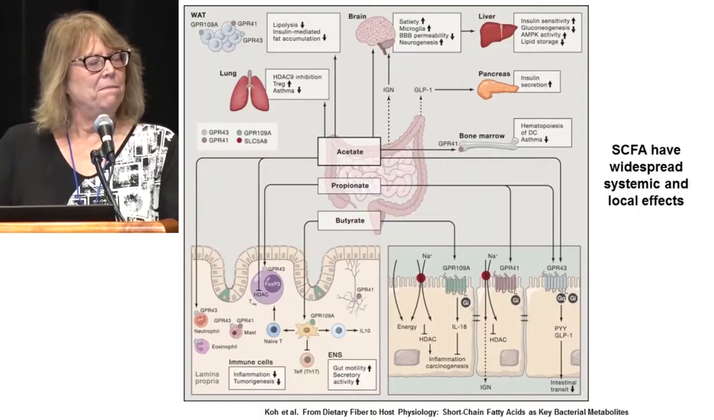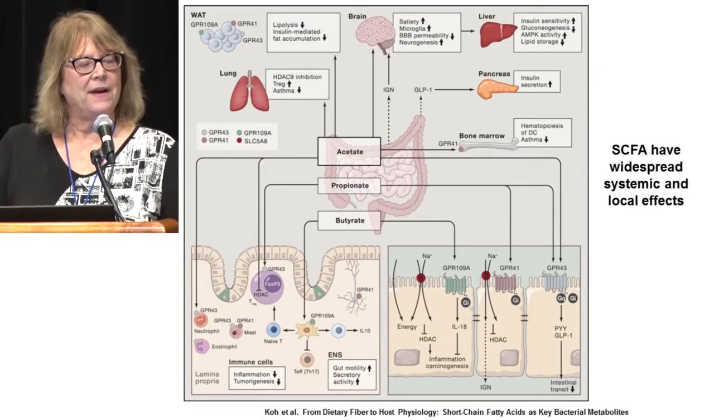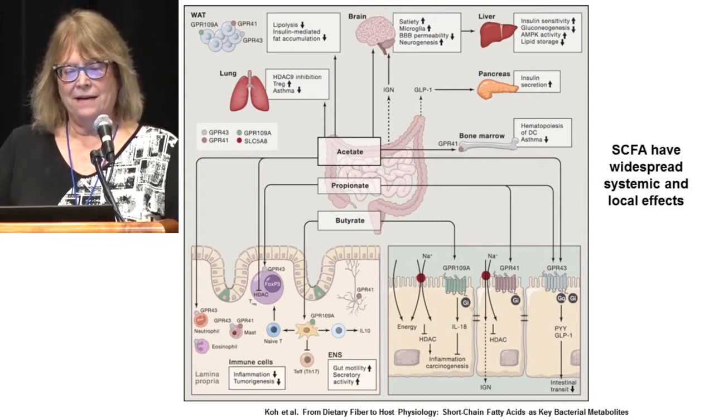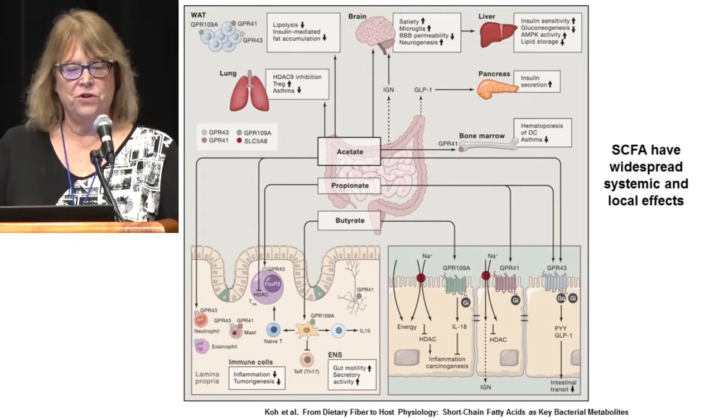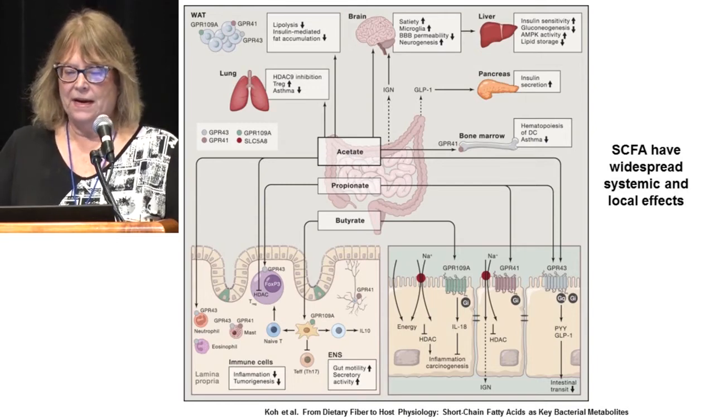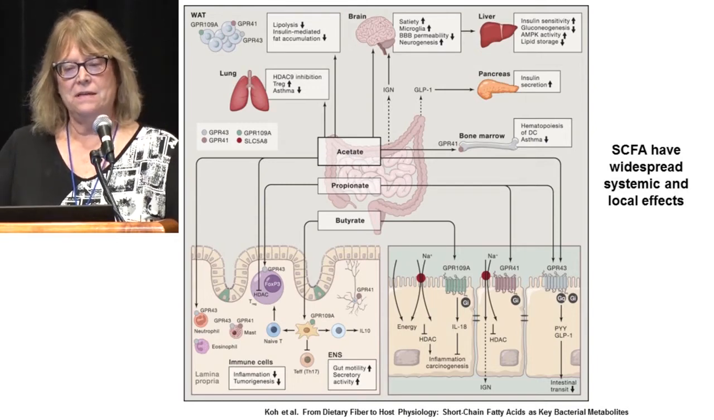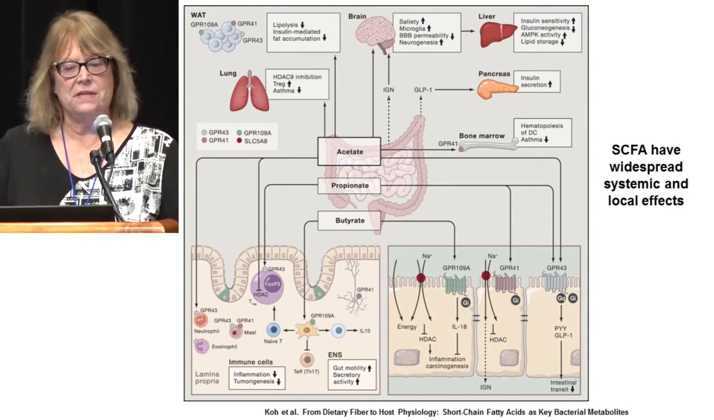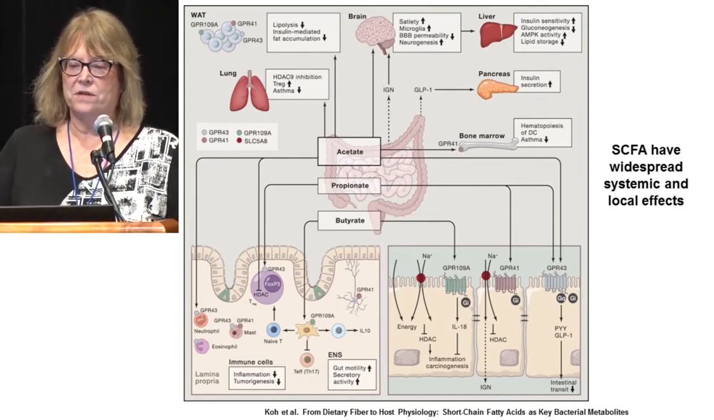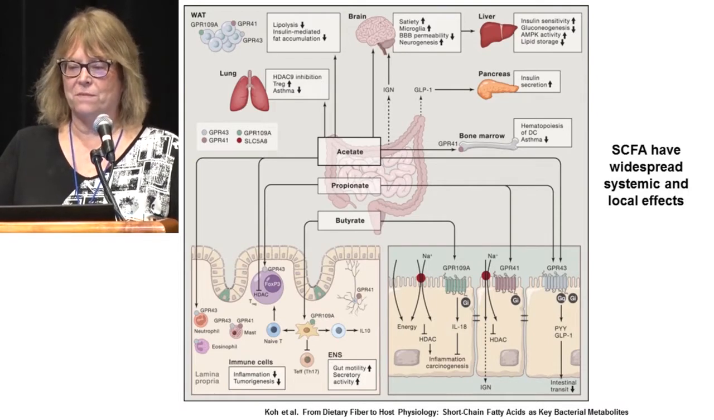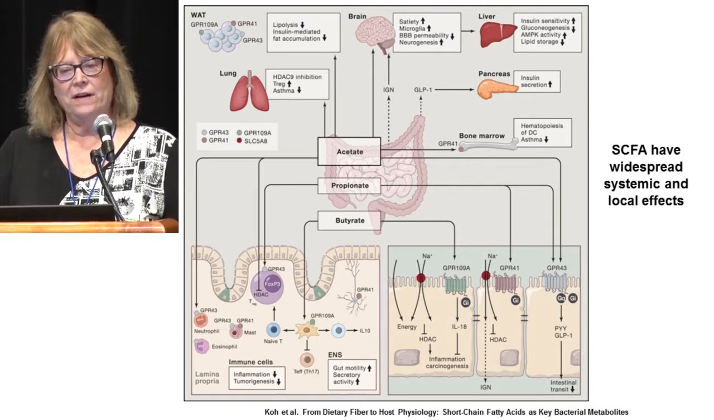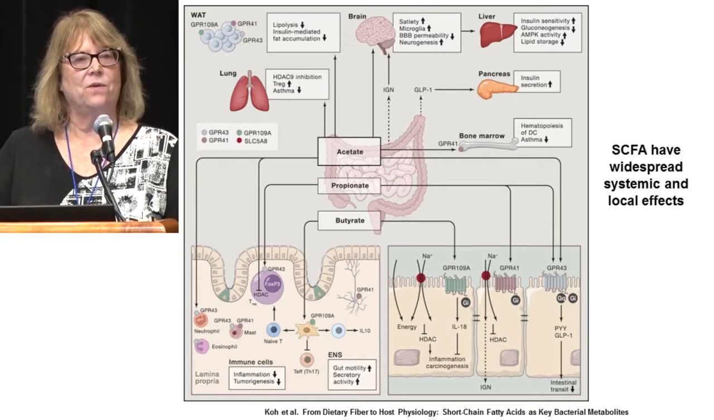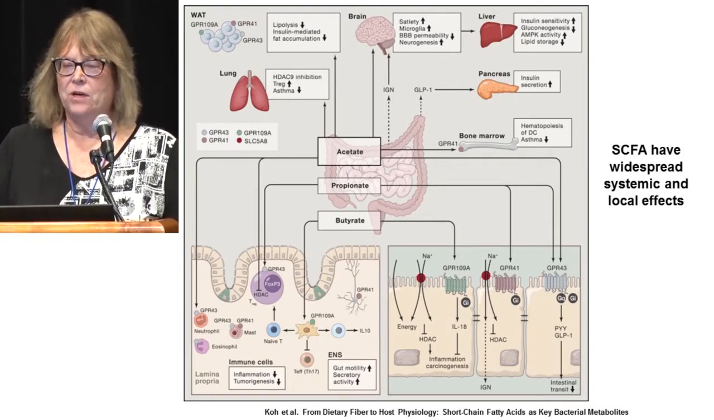Okay, a little bit about the three main short-chain fatty acids. So acetate is absorbed through the gut. It alters neutrophils as it's going through. It has effects on epithelial cells. And it also goes systemically. It alters lung, it alters fat, it alters the brain, it alters the liver, it alters the pancreas, and bone marrow. So it has a lot of beneficial effects throughout the entire body.